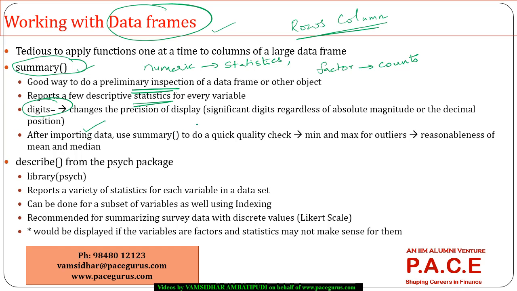The moment we get the data from an Excel sheet or a CSV file into R, summary is used to do a quick quality check. I'll look at the minimum and maximum, see if there are too many outliers in the data, and what distance there is between the mean and the median. Are they more or less close together, or do I see too much difference between them? All these things I evaluate when looking at the summary function.